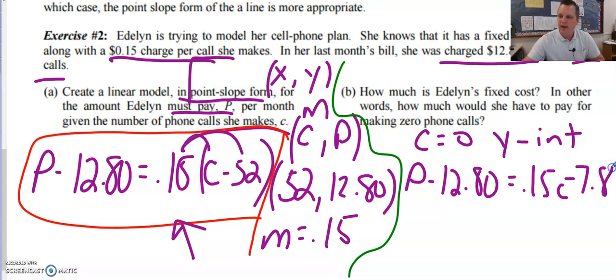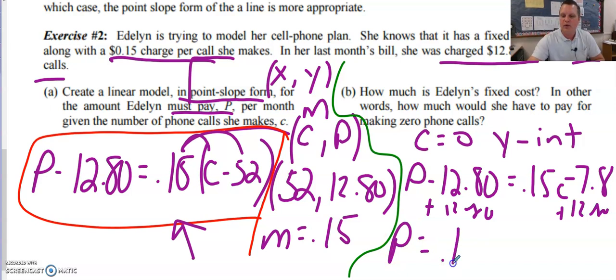minus 780. I couldn't squeeze that 0 in. Okay? So that's when I distributed the 0.15 through. And then, to get the P by itself, you add the 1280. Oh, yes, you do. I'm sorry. I'm thinking of the slope. Add the 1280. Okay? So you have P equals 0.15 C plus 5, which represents $5.